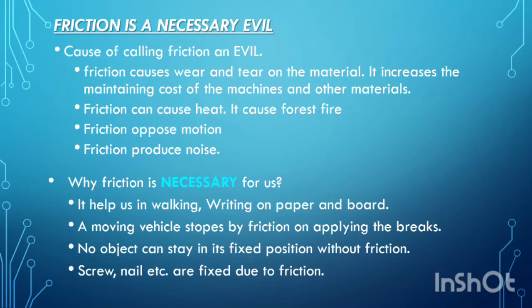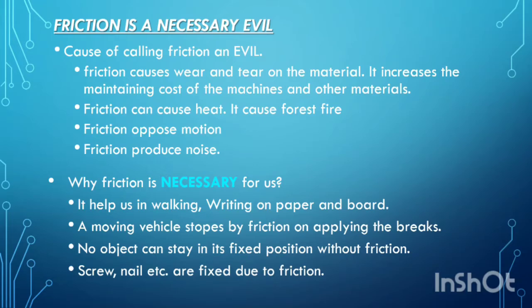How? Simply, when you apply the brake, it rubs against the rim of the wheel and generates friction and the wheel stops. Next, no object can stay in its fixed position, like the furniture of your room, even your building. Without friction, it cannot stay in a fixed place. And screws, nails, etc.